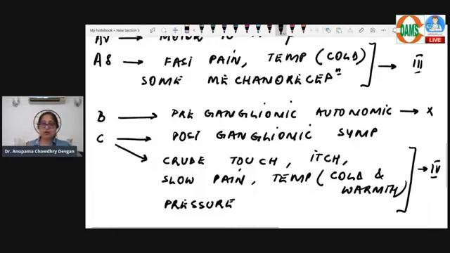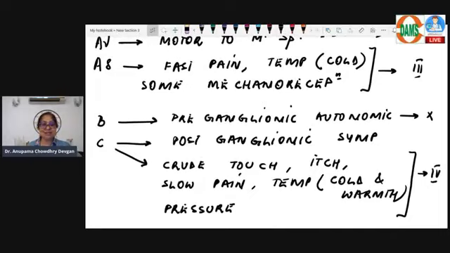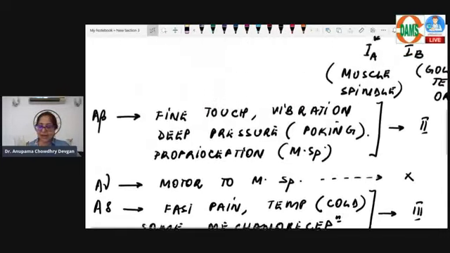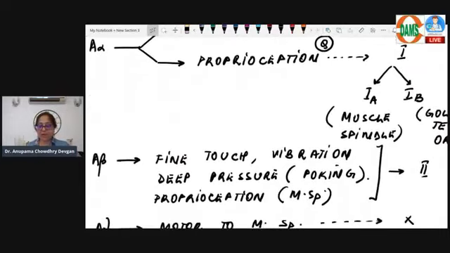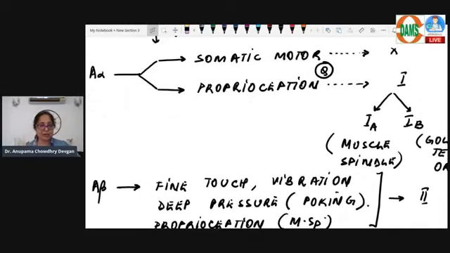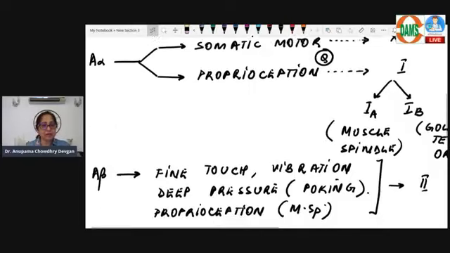So this is as far as the sensations and functions of different types of nerve fibers. Let's go through them once again. A alpha can be a motor fiber or it can also be sensory. Motor fiber will not have any number in the numerical classification. Sensory, it is meant for proprioception. Proprioception is the fastest conducted sensation. The fiber carrying proprioception is type 1, which is further subdivided into 1A and 1B. 1A is the sensory fiber from the muscle spindle, 1B is the sensory fiber from the Golgi tendon organ.